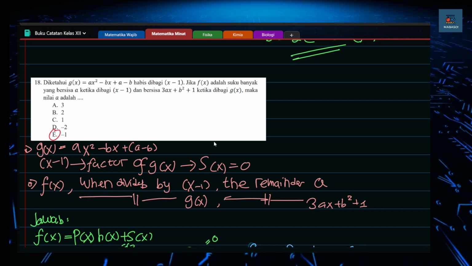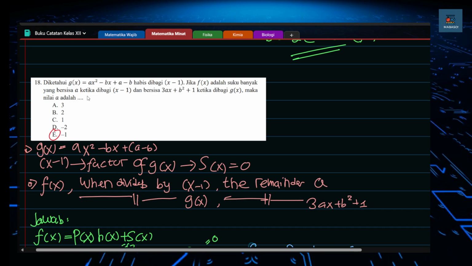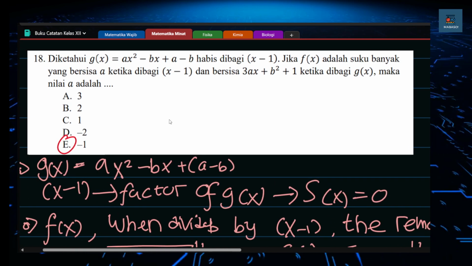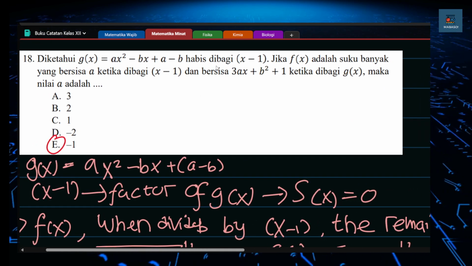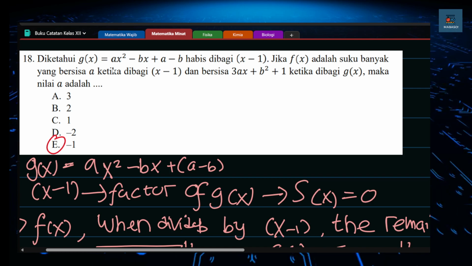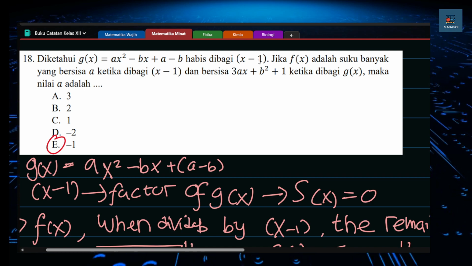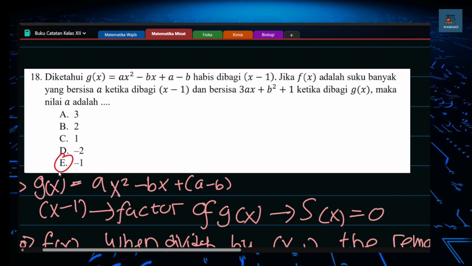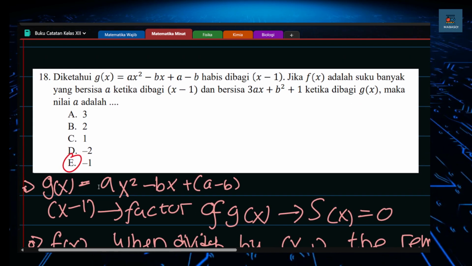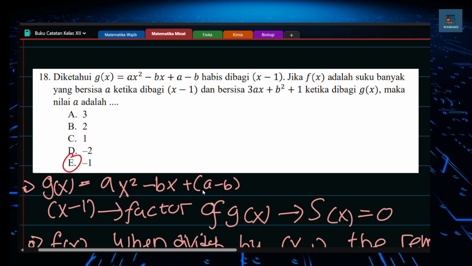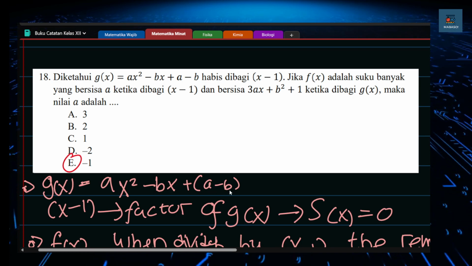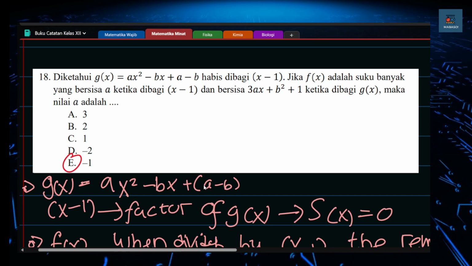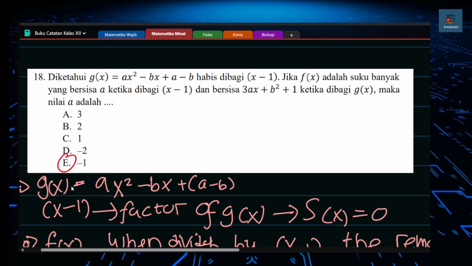Now, we have a polynomial g(x) equal to ax squared minus bx plus a minus b. And we know that a factor of this polynomial is x minus 1. This is a linear factor. This is the first information. Focus on this one: g(x) is equal to ax squared minus bx plus (a minus b). I put a bracket here to show that this is the constant of the polynomial.